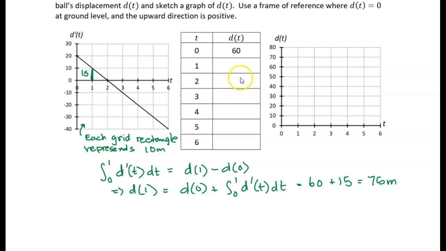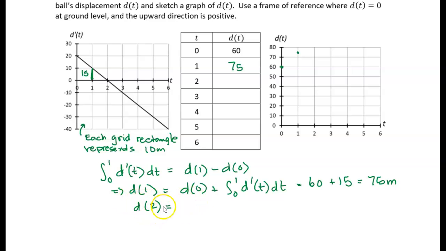Okay. All right. So we can now fill in the table here. We're at 75. And I can also graph it. Might as well graph it while I'm at it. So I'm starting here at 60 at t equals 0, and at 1 second, now I'm at 75. Okay, so there we go. And we could just keep going. We can use the same idea.